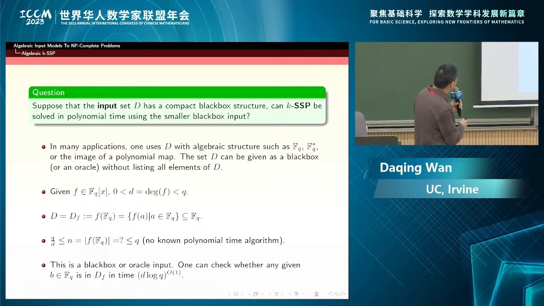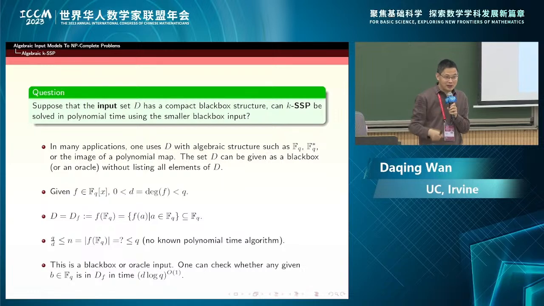How do we change the problem? We reformulate the problem. In some applications, our input subset D actually has some structure, a black box structure, a compact structure, or an oracle structure, whatever it's called. And in this case, can our problem be solved in polynomial time using a different, smaller black box input? Originally, you list all the elements, but the number of elements could be very big. So now let's put these n elements into a box.